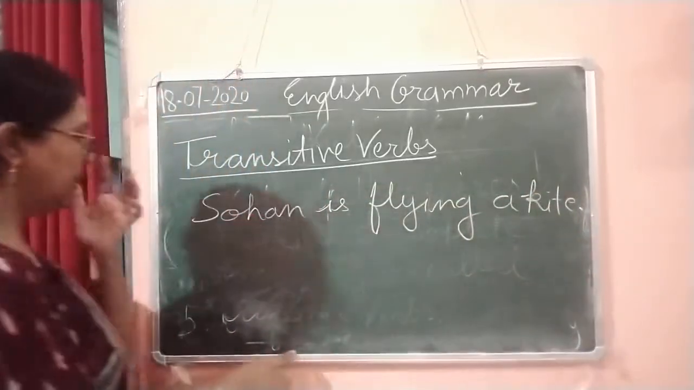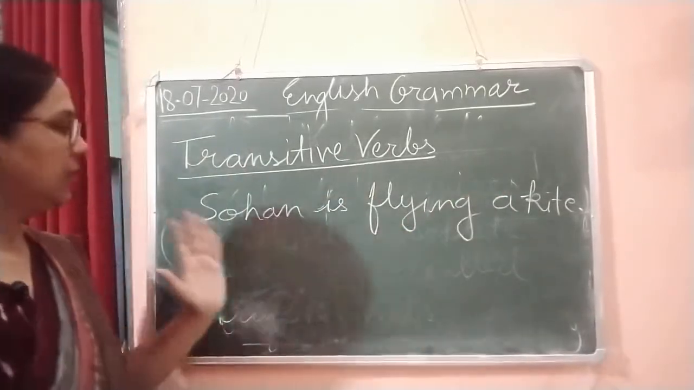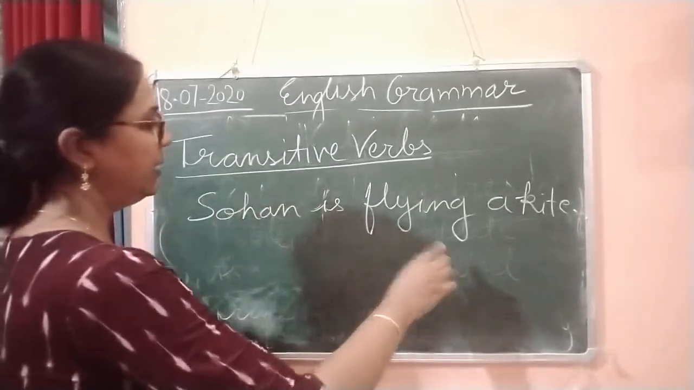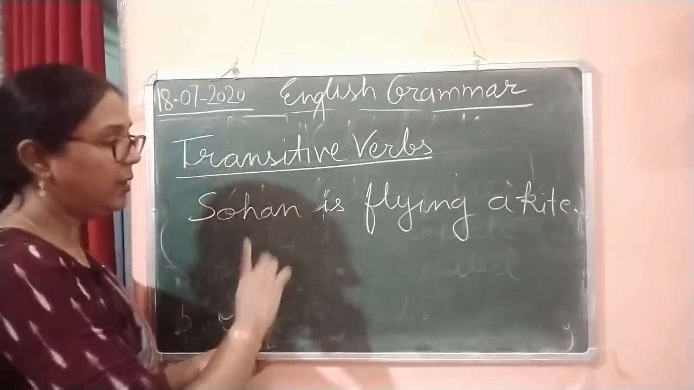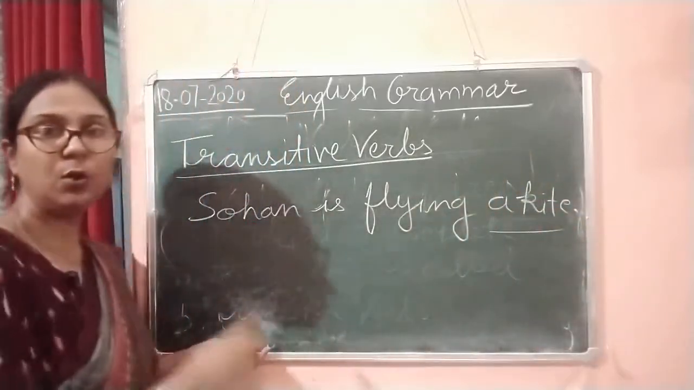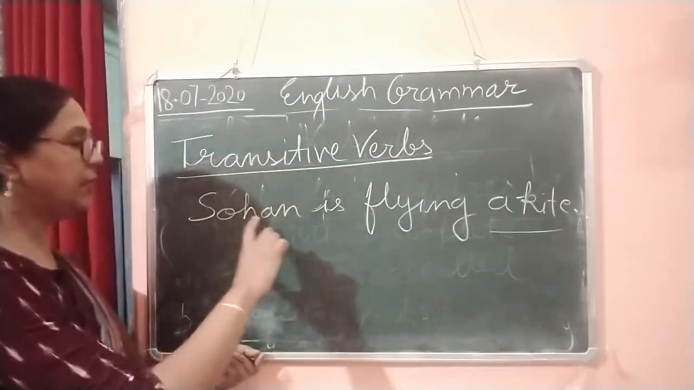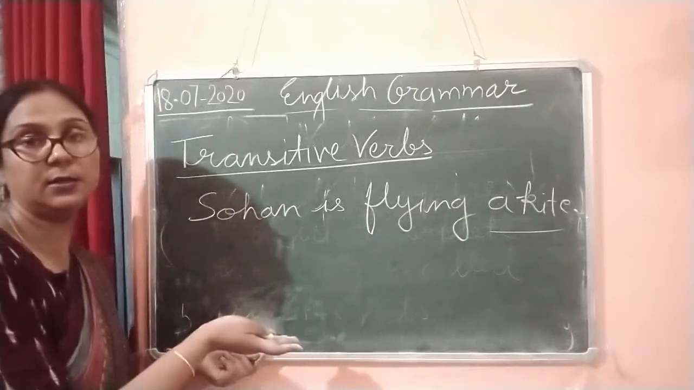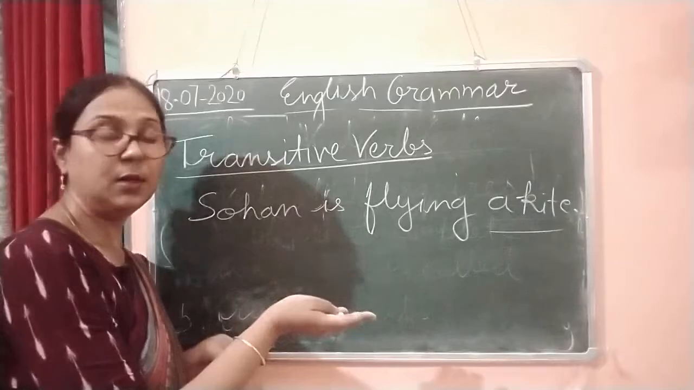Now here you can see Sohan is flying a kite. If I write "Sohan is flying," it is incomplete. And if I add a kite, what is he doing? Sohan is flying a kite. So it gives meaning to the sentence. Without a kite it is incomplete.